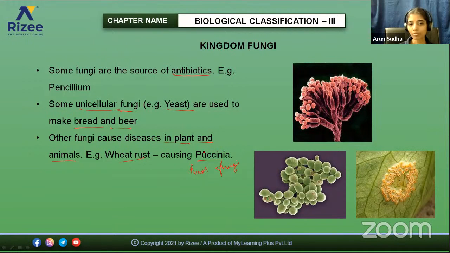So they are the sources of antibiotics. And then the unicellular fungus yeast is used to make bread and beer, and then other fungi cause diseases in plants and animals. An example is the rust fungus, which causes wheat rust. So these are some of the importance of the kingdom fungi.